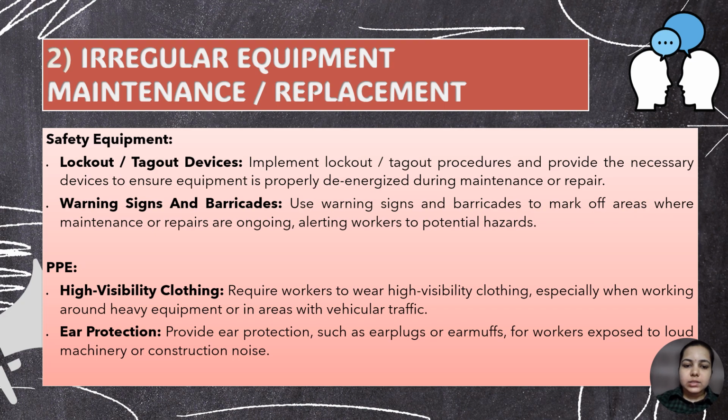The second issue, irregular equipment maintenance or replacement. For safety equipment, first we implement lockout and tagout procedures and provide the necessary devices to ensure equipment is properly de-energized during maintenance or repair. Second, we can use warning signs and barricades to mark off areas where maintenance or repairs are ongoing, alerting workers to potential hazards.